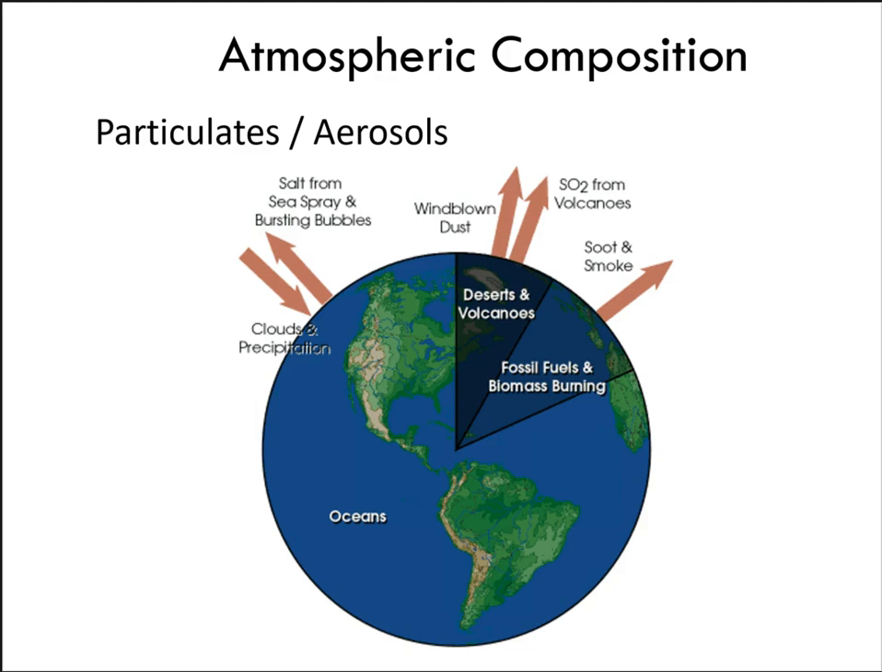Decreasing a significant amount of incoming solar radiation can cause global temperatures to decrease. The eruption of Mount Pinatubo back in 1991 caused a 0.5 degrees Celsius decrease in global temperatures, and so that's a significant amount. However, particulates can also absorb long-wave radiation emitted by the Earth, causing the atmosphere to warm as well. So they can have both effects.